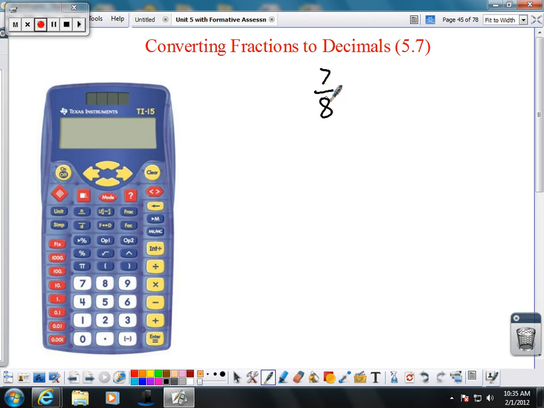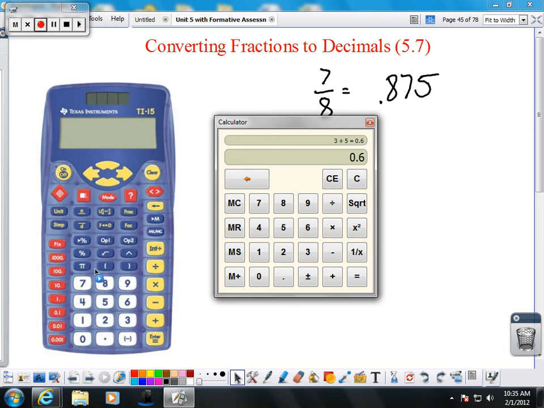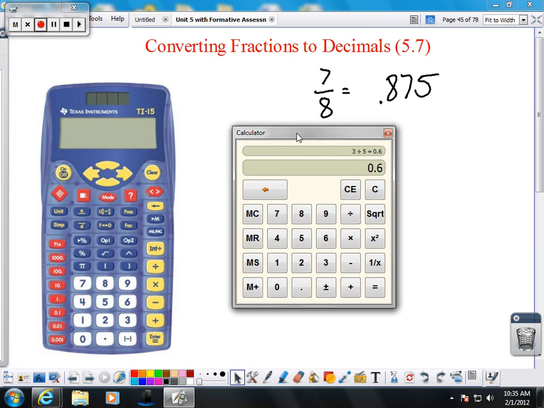And I know already that 7/8 is going to equal 875 thousandths, but let's check it out on our calculator just to be sure. So this is your TI 15 calculator. Now I can't make this one turn on, but what I can do is activate my calculator so you guys can see what I'm doing here. So there's my calculator. We'll go ahead and move it down over here.